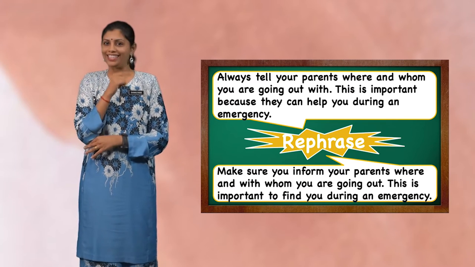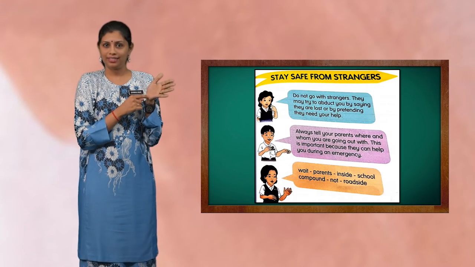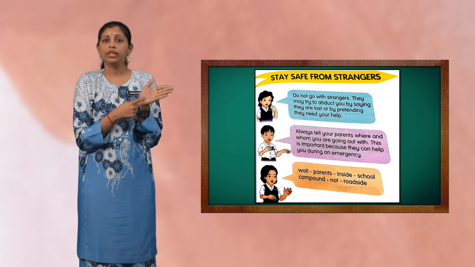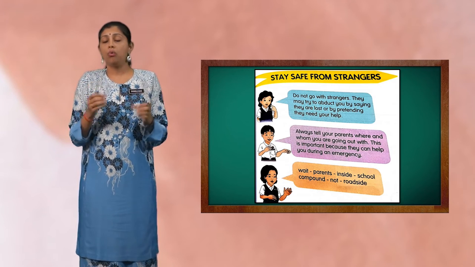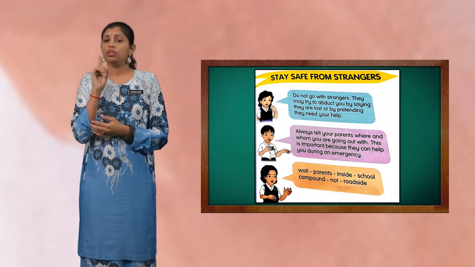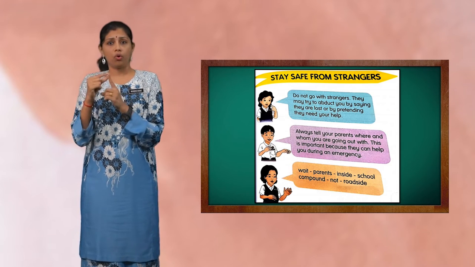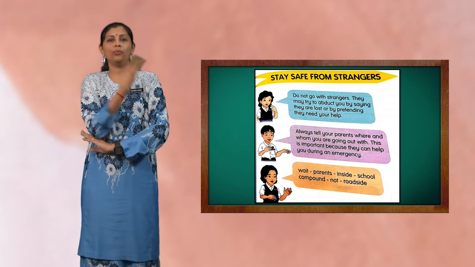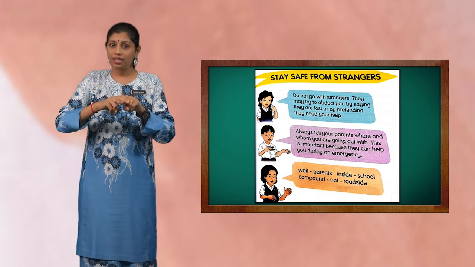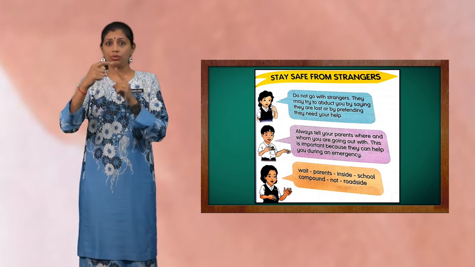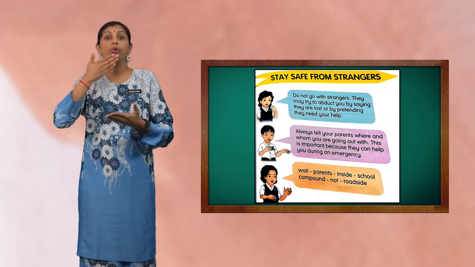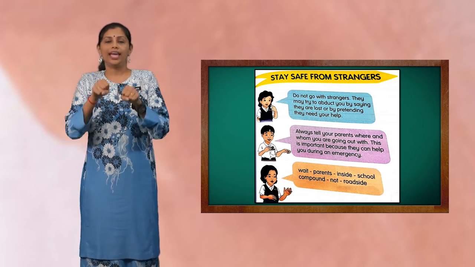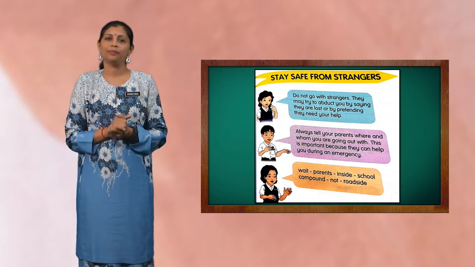Now, here is the third point. But pupils, for this point, there are no elaborated ones. It's just main points. So how? We have to add more words to make it a good sentence. Let's see how we can make the sentence.